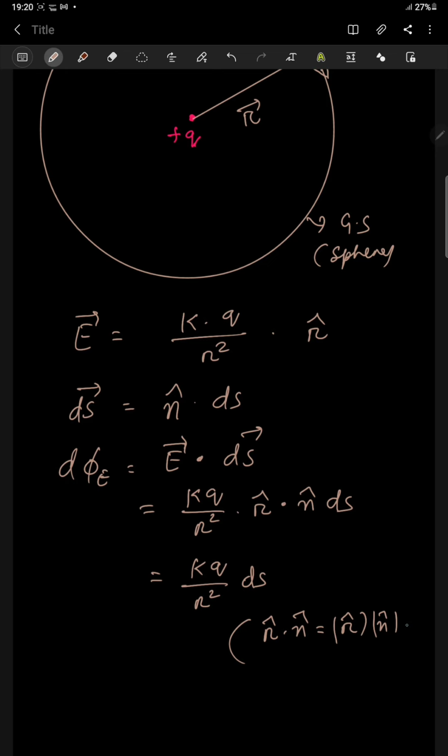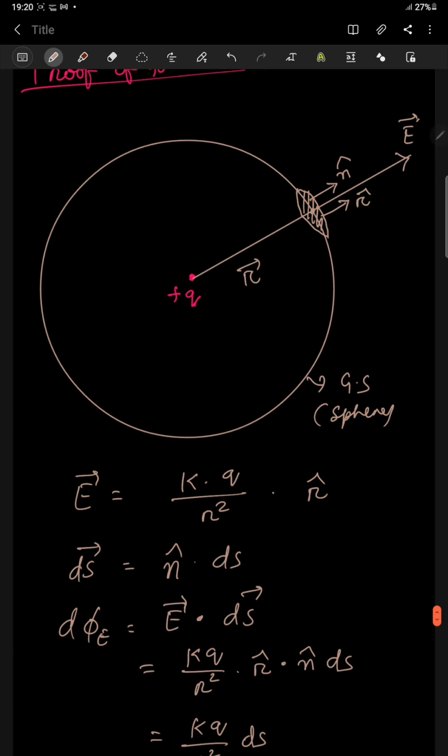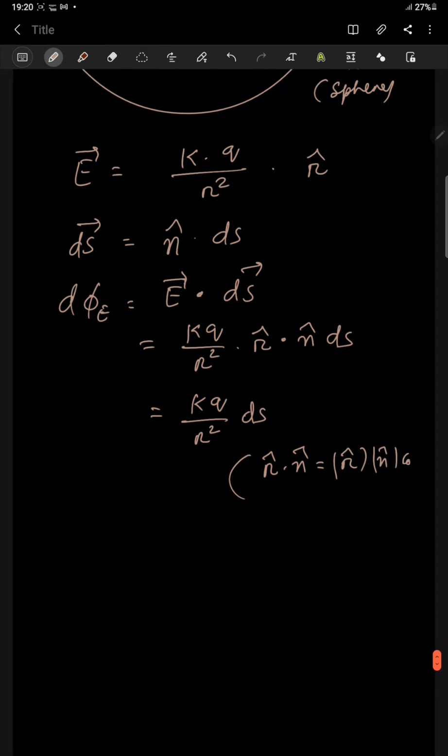And what is the angle? Both of them are in the same direction. You see, angle between n cap and r cap is 0 degree, so it is cos 0. So what will be its value? It will be 1.